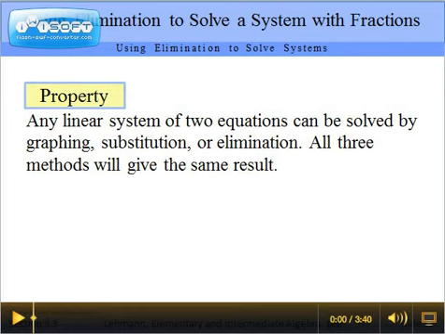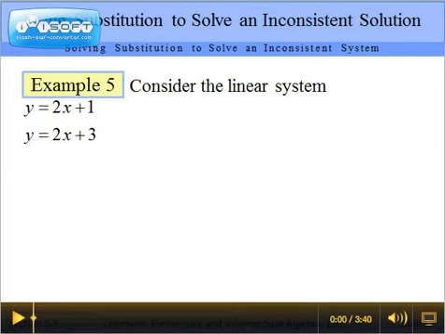Any linear system of two equations can be solved by graphing, substitution, or elimination. All three methods will give the same result. So example 5. Consider the linear system y equaling 2x plus 1 and y equaling 2x plus 3. So I can solve the system by any method of my choice.